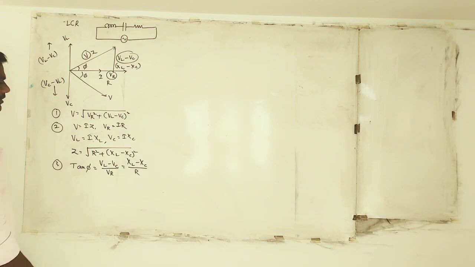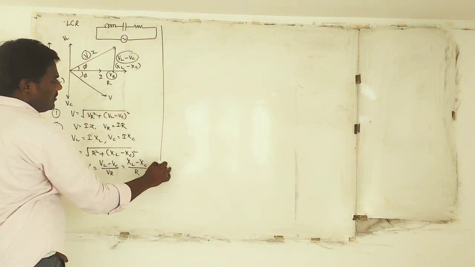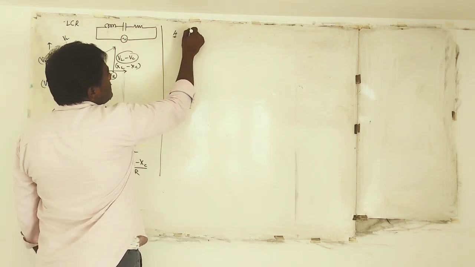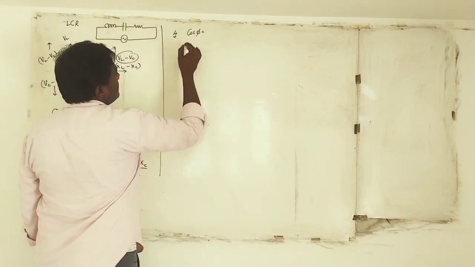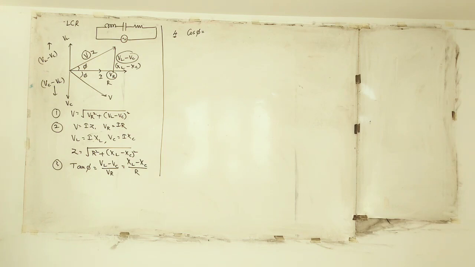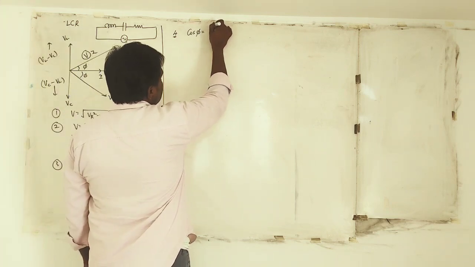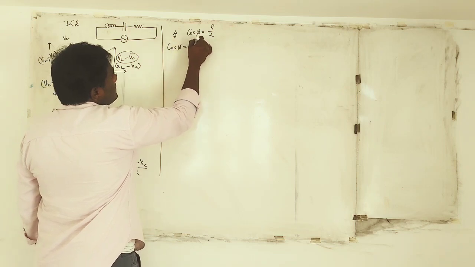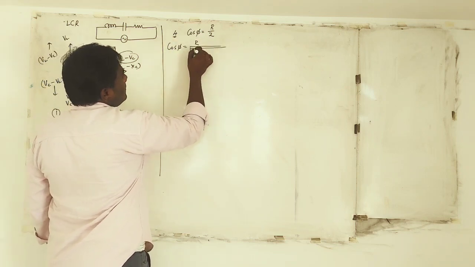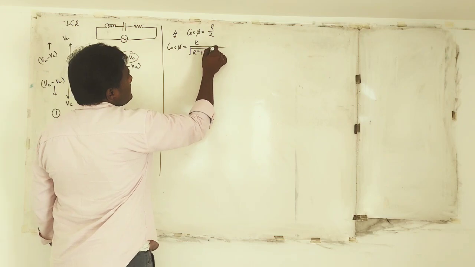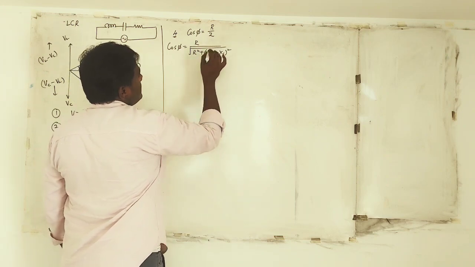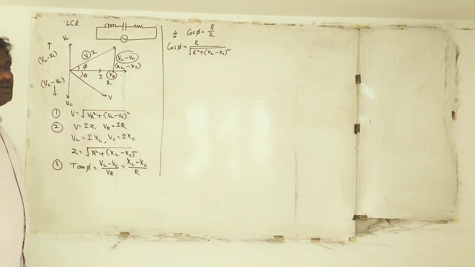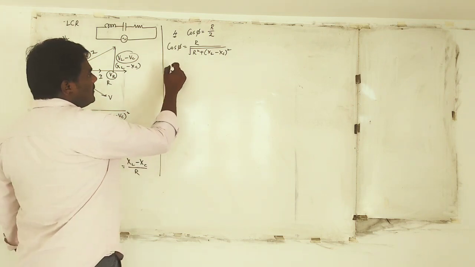Understood now? Now, taking the same point into mind, I will write the power factor formula, which is cos phi. See what is cos phi? The simple formula is R by Z. So Z I will write as, just now I got the expression, the square root of R square plus (XL minus XC) whole square. Understood?